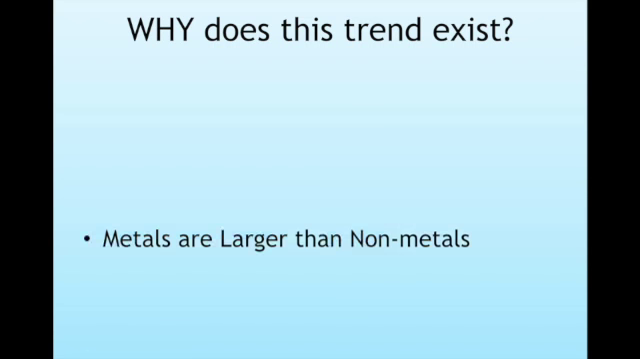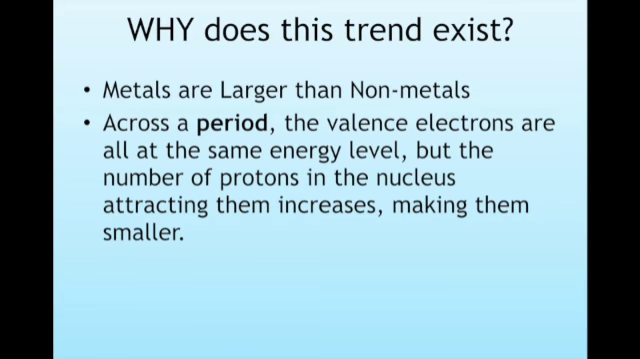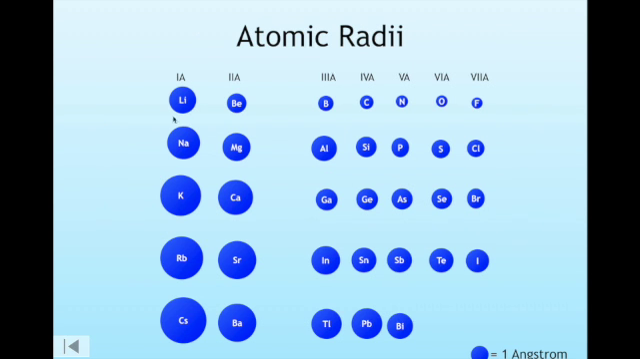So why does this trend exist? Metals are larger than nonmetals. Great, so again, it's getting smaller as we go across to the nonmetal section. Across the period, the valence electrons are all at the same energy level, but the number of protons in the nucleus attracting them increases, making them smaller. So what we're seeing is an actual pull between the protons and the electrons. As we're adding more, that pull is greater, and it squishes them together and makes that radius smaller.